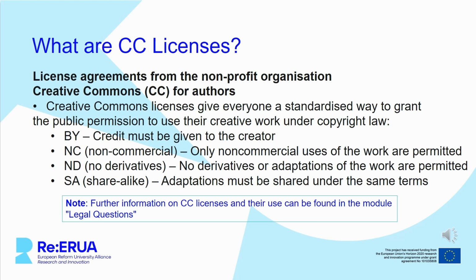First, BY. This allows the use and redistribution only with attribution. The abbreviation NC means that these materials may only be used non-commercially. ND stands for no derivatives and indicates that no editing of the material is allowed. And SA stands for share alike and allows redistribution only under the same condition, meaning with the same license. For more information on CC licenses and their use, I recommend the module Legal Questions within this training series.